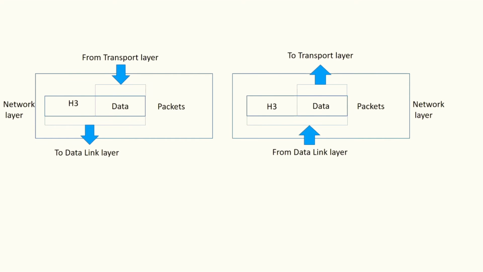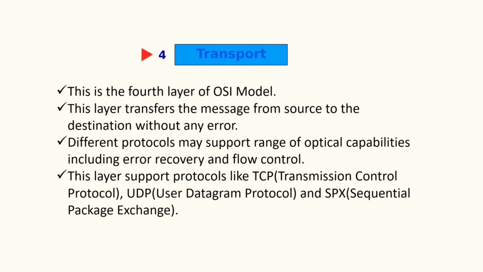So on the sender's side, the data comes from the transport layer to the network layer and then to the data link layer and then the physical layer. On the receiver side, it comes from the data link layer to the network layer and then goes to the transport layer. The data is transferred to the transport layer from the network layer.